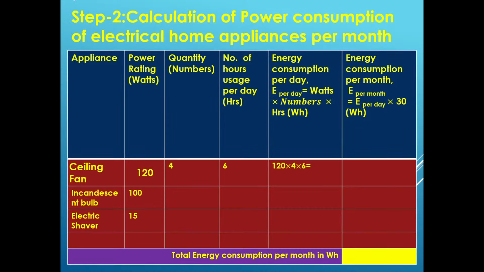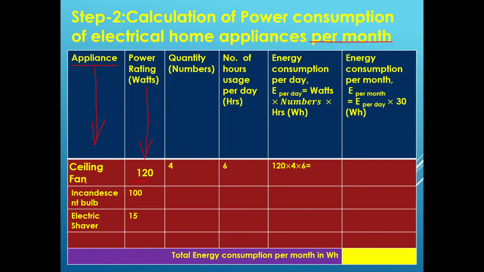Now, step number 2 is to calculate the power consumption of electrical home appliances per month for 30 days. For that, first of all, I have drawn a table. This table may be familiar to you. First of all, in the first column we will write down all the household appliances that we use in our house, and in the second column, we will write the power rating of each appliance.